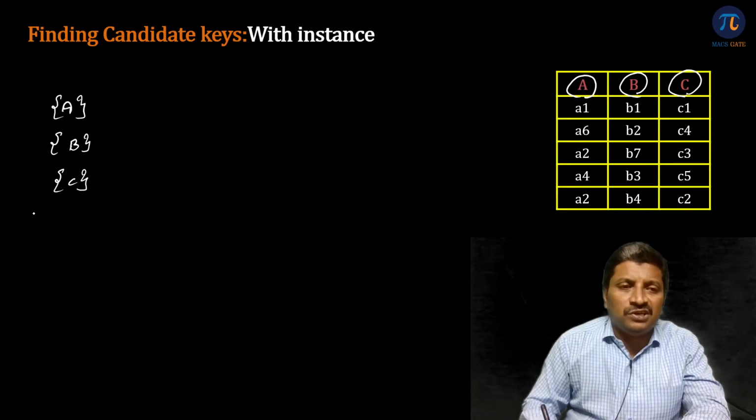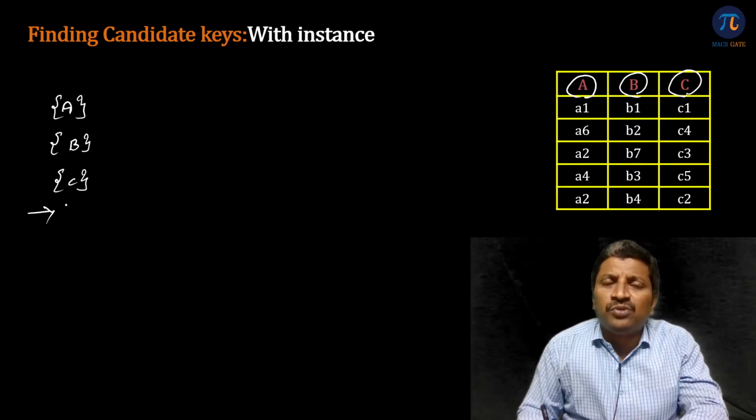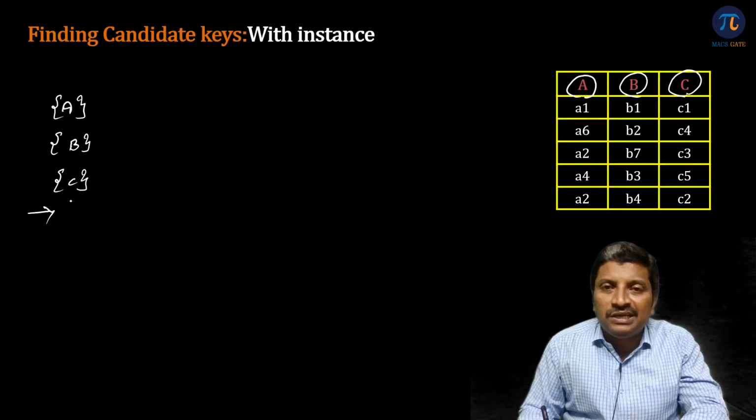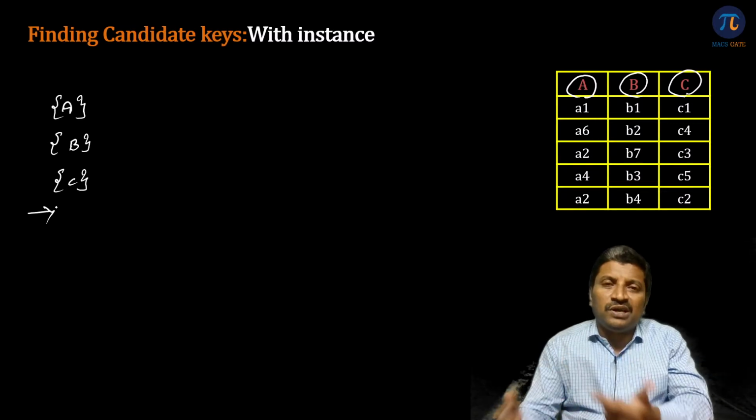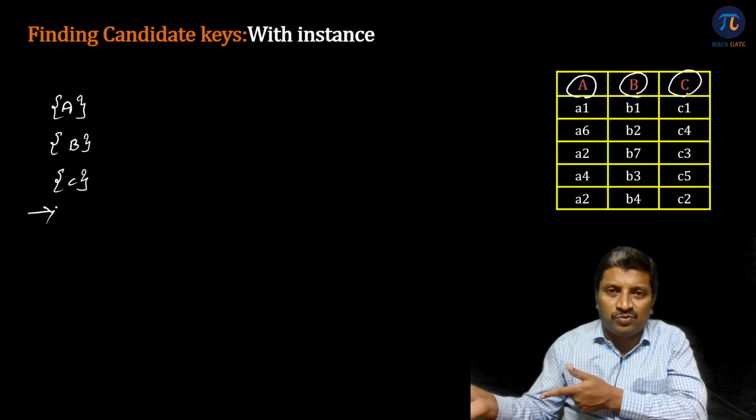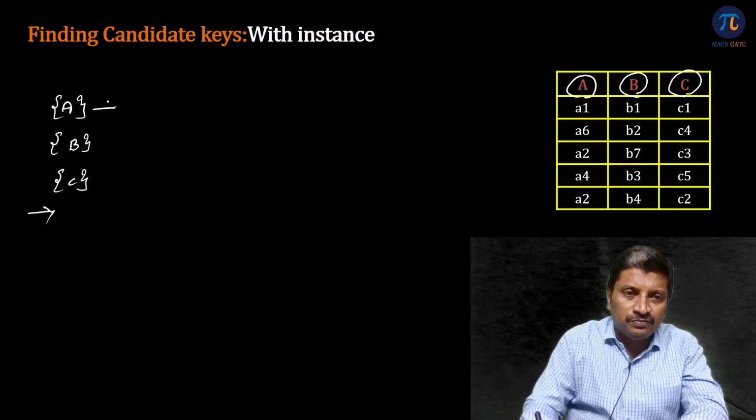You can try with C also. Why don't you try two attributes? Since a candidate key is a minimal set, first I try with one attribute. If there is no candidate key with one attribute, I go for two attributes. First let us try it.